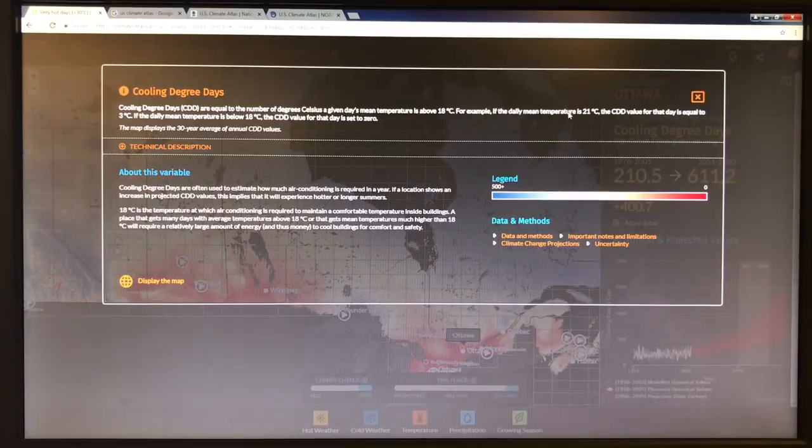Okay, so if this was 25 Celsius, the daily mean temperature, that would be 7 degrees Celsius times a day, so 7 cooling degree days. You multiply the temperature difference, how far above 18 you are, by a day, giving cooling degree days.